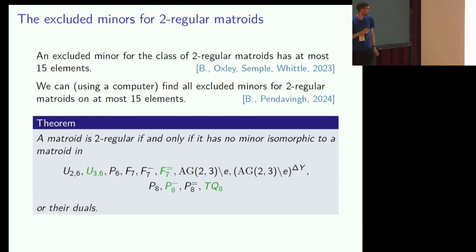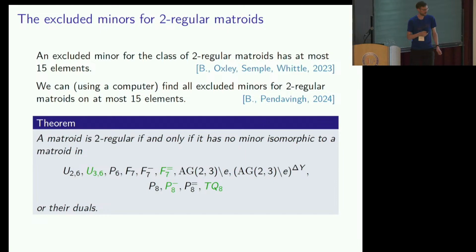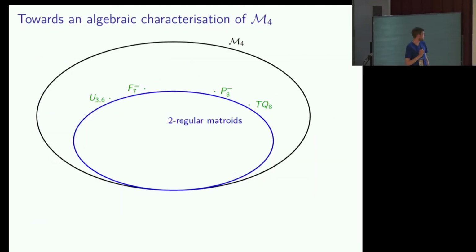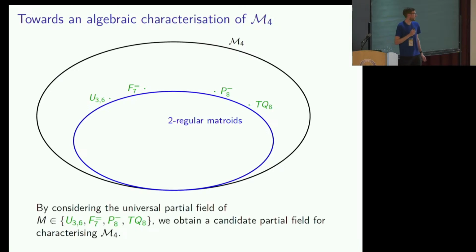Then we find that these 4 matroids in green turn out to be in our class M4. So we have a picture that looks like this to begin with. So our 2 regular matroids are a proper subclass of M4, and these are the excluded minors that are in that class M4. So towards finding this partial field that is going to characterize our class M4, what we can do is look at the universal partial field of these 4 excluded minors here.